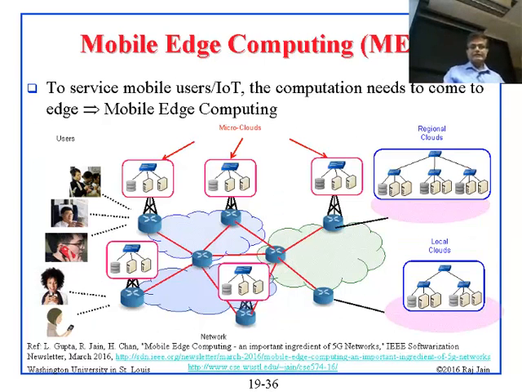Then the third concept is MEC, mobile edge computing. Every user, cell phones in particular, needs computing to be done. So why don't we bring it to them rather than everybody going to the cloud, which is far away? So they will put a cloud on every tower.